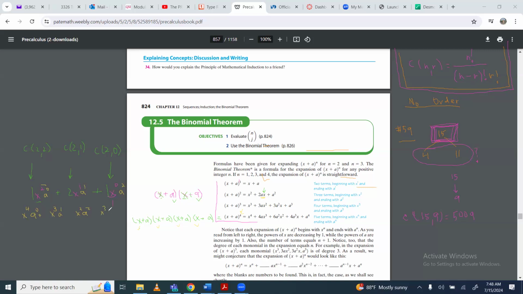That's standard procedure. Then the next power of x is 1, so just x, and the power of a here will be 3. And the last one will be x to the power of 0, so no x in other words, but a will be raised to the power of 4. So these are the terms.